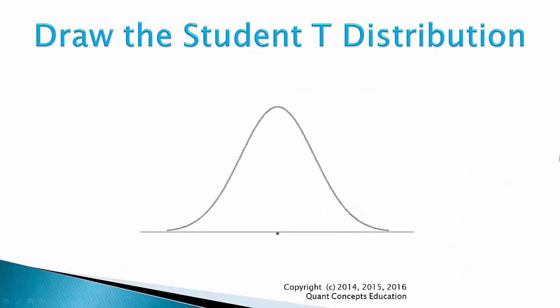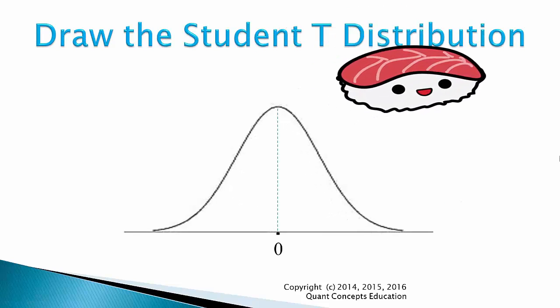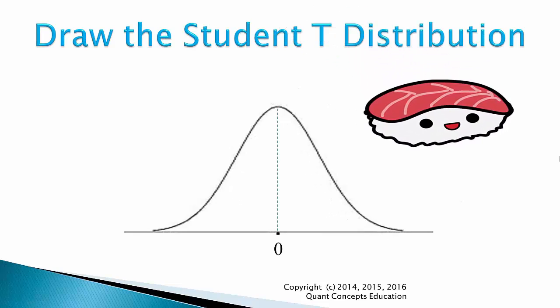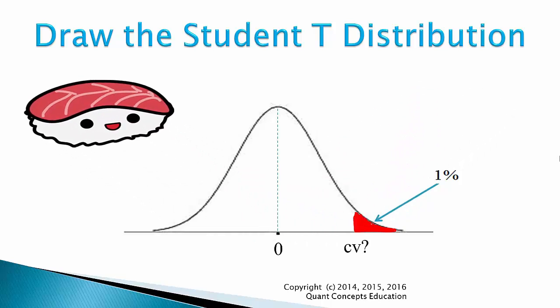Time to draw the student t distribution. Remember, it's bell-shaped and symmetrical around 0. Since it's an upper-tailed test, the rejection region must sit here. And since we're testing at the 1% significance level, the area of the rejection region must comprise 1% of the distribution. Again, the big question is, what is the critical value? What is the cutoff for the rejection region?